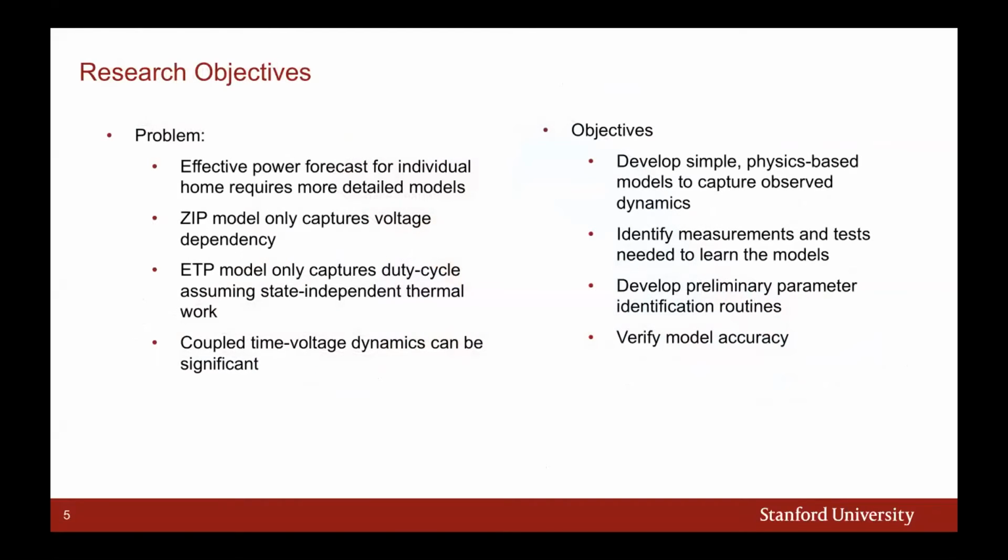So to summarize here the problem and objectives, we're looking for effective power forecasts at the level of an individual home. To do this, we need more detailed models than what we typically use for power systems. Conventional ZIP models or extended thermal parameter models don't capture these coupled time and voltage domain dynamics, which can actually be quite significant. So the objectives here are to develop simple physics-based models that capture this observed behavior, identify the measurements and the tests that we need to do in order to learn the parameters of these models, develop some preliminary parameter estimation tools, and then verify the accuracy of these models.